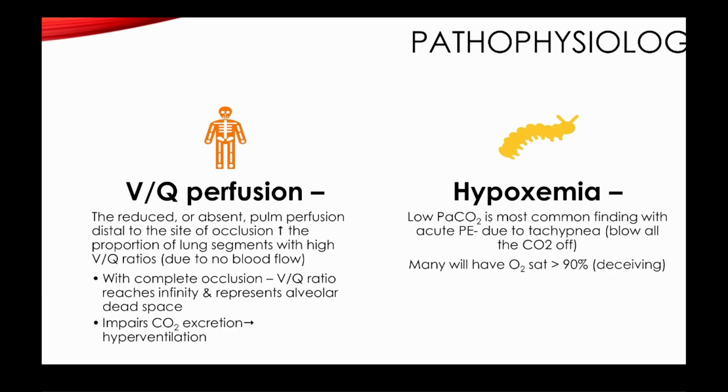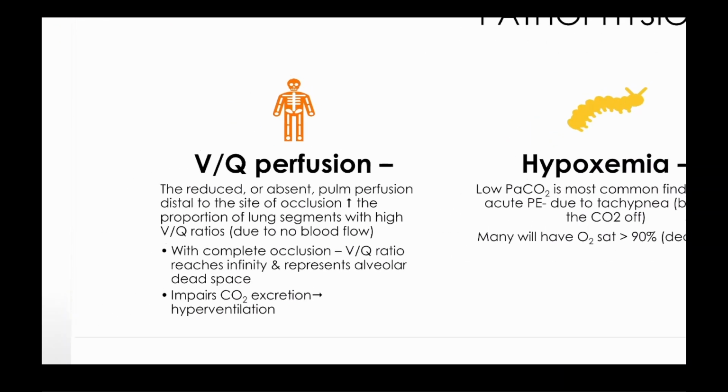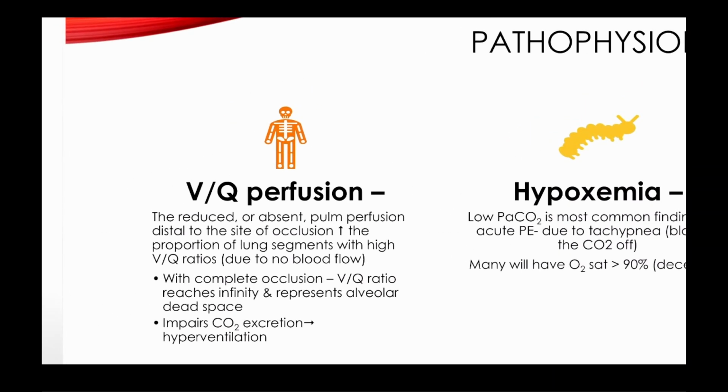So VQ perfusion, okay, reduced or absent pulmonary perfusion distal to the site of the occlusion is proportionate to lung segments with high VQ ratios. So the VQ ratio goes up due to no blood flow. With complete occlusion, VQ ratios can reach infinity. They keep going up and up and up, and represents alveolar dead space.